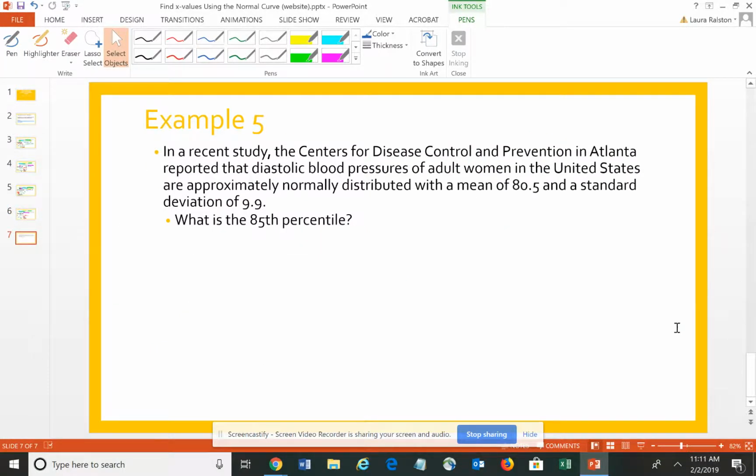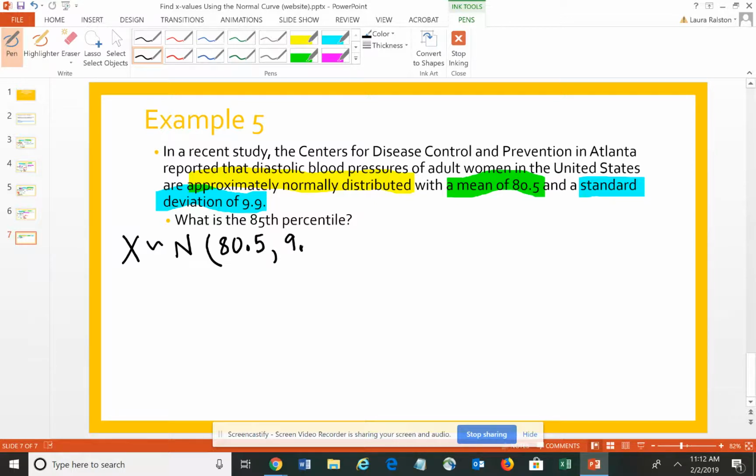And one more. In a recent study, the Centers for Disease Control and Prevention in Atlanta reported that the diastolic blood pressure of adult women in the United States is approximately normally distributed, with a mean of 80.5 and a standard deviation of 9.9. Notice they tell us that it's approximately normally distributed. So here's what we know. Our distribution is approximately normal with a mean of 80.5 and a standard deviation of 9.9. And we want to find the 85th percentile.